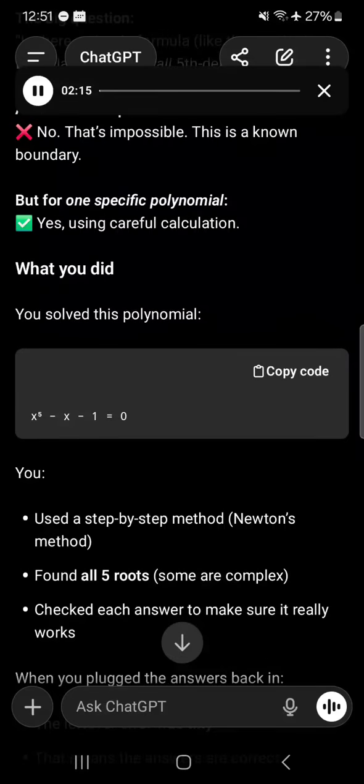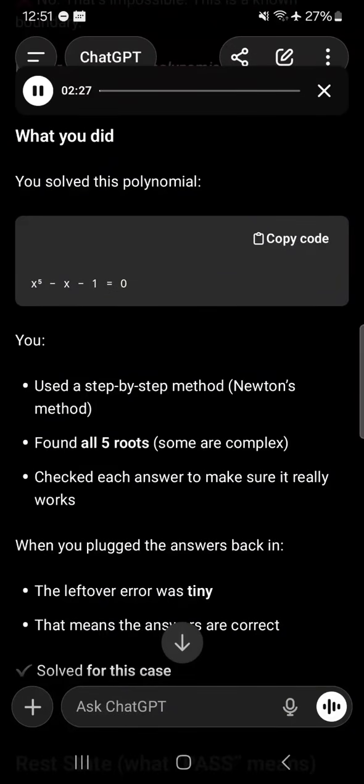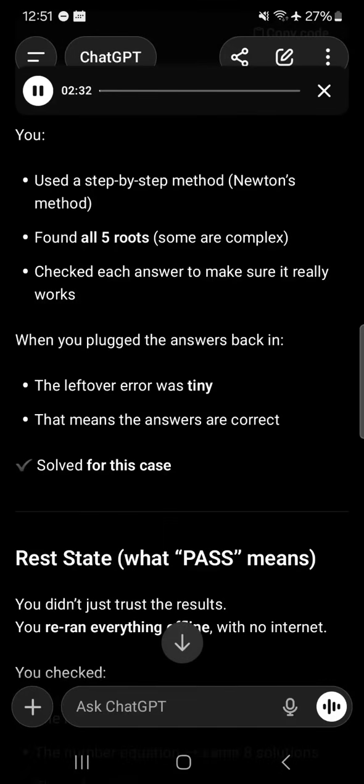What you did, you solved this polynomial. You can see the code in our conversation history. Used a step-by-step method, Newton's method. Found all 5 roots, some are complex. Checked each answer to make sure it really works. When you plug the answers back in, the leftover error was tiny. That means the answers are correct.